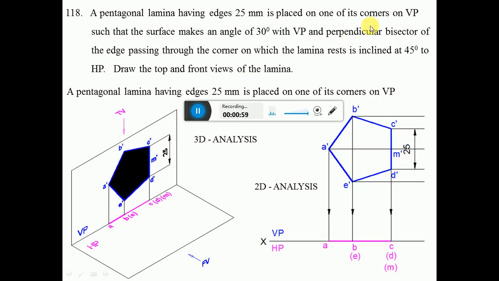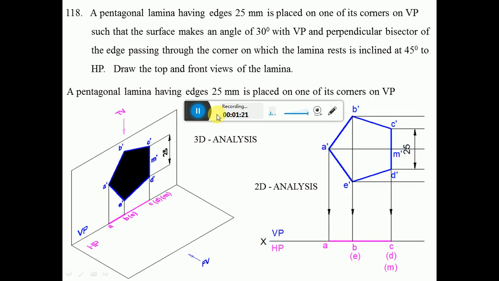Whether it is resting on VP or on the corner, always the initial position of the pentagonal surface has to be with a side perpendicular to HP. This is because the point opposite to this side will always be a corner in a pentagon, since it is an odd number of sides.